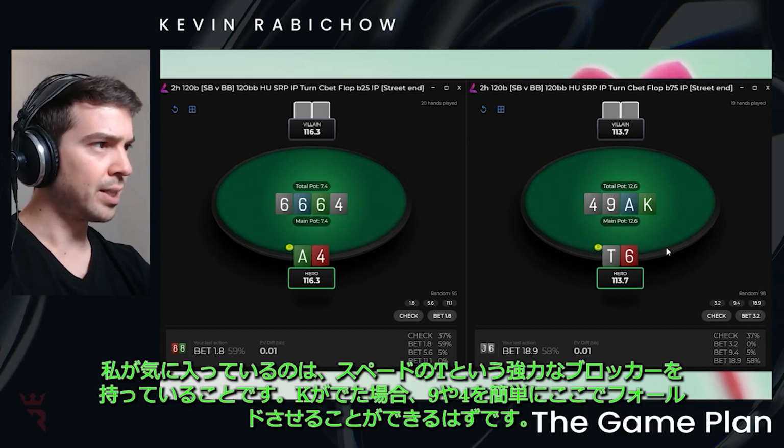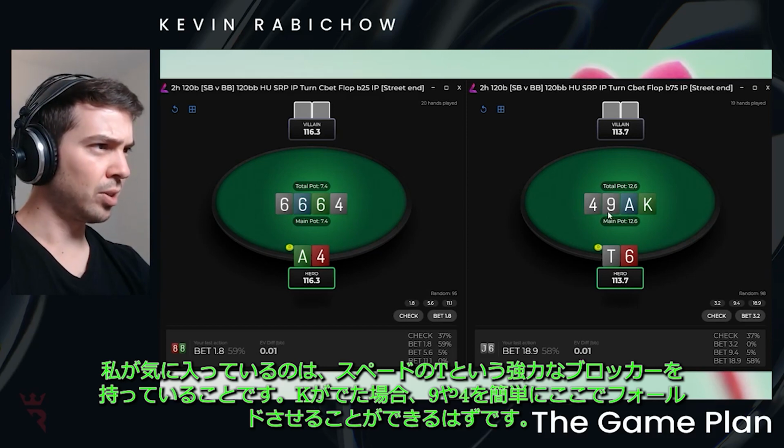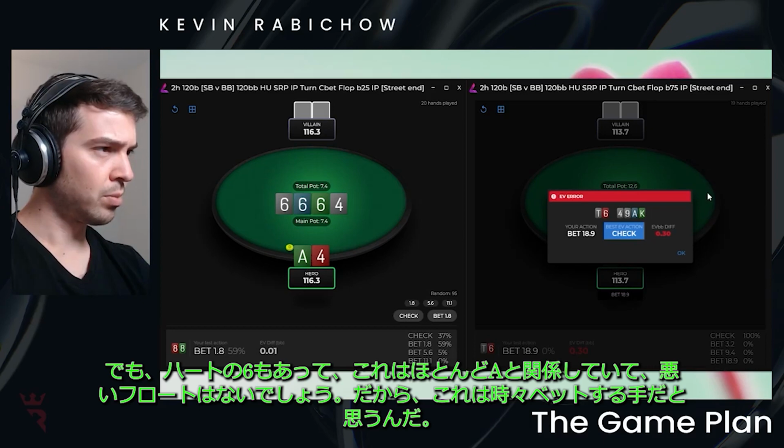What I'm liking about this is that I have a powerful blocker with the 10 of spades. On a king, I should be able to clear out just any 9 or any 4 pretty easily. But I also have the 6 of hearts, which is mostly going to interact with the ace and not any bad floats. So I think this is a hand that gets to bet sometimes.